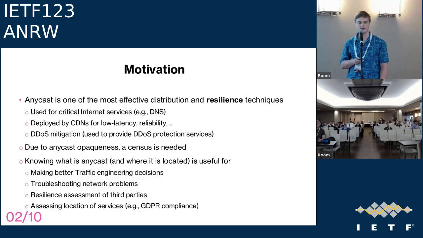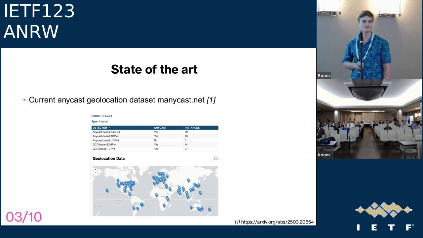Knowing what is and what is not Anycast and where it is located is useful for, for example, making better traffic engineering decisions, troubleshooting network problems, and resilience assessment of third parties. For example, I want to know where this ccTLD is announcing their DNS, and also assessing the location of services to make sure it is, for example, GDPR compliant, and that you do not send traffic to an Anycast address that's also outside your legal boundaries.